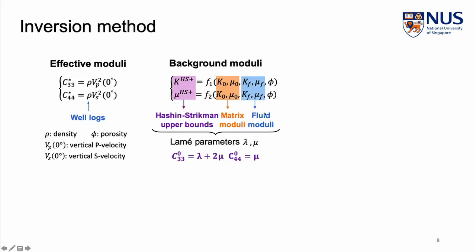And we can calculate it very easily using a very standard technique called the Hashin-Shtrikman upper bound. K is the bulk modulus, mu is the shear modulus. We take the matrix moduli and the fluid moduli and calculate what the background isotropic moduli should be. In terms of Lamé parameters, the isotropic component of C33 is lambda plus 2 mu, and the isotropic component of C44 is just mu. This is the lambda, mu, the Lamé components.